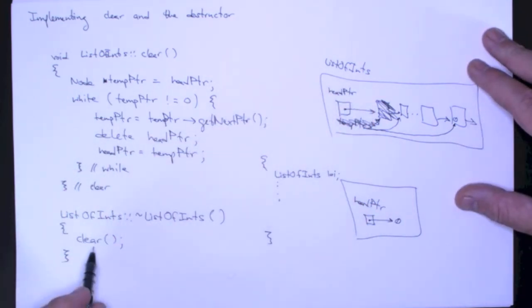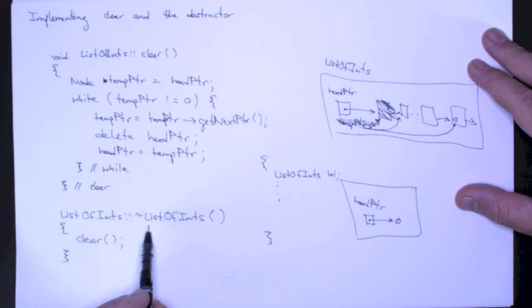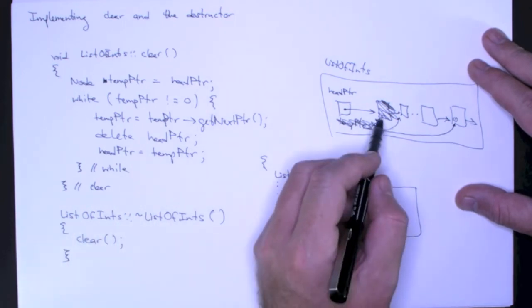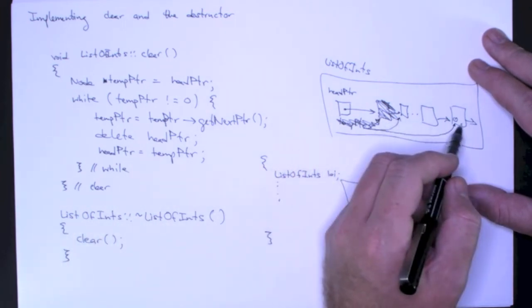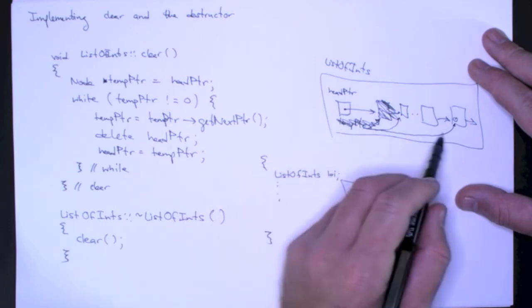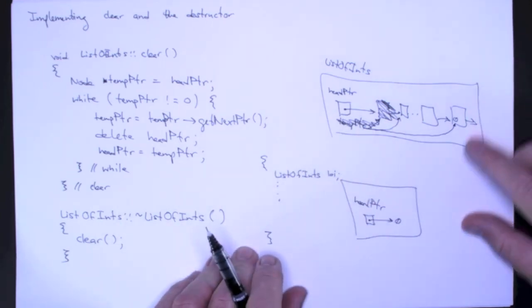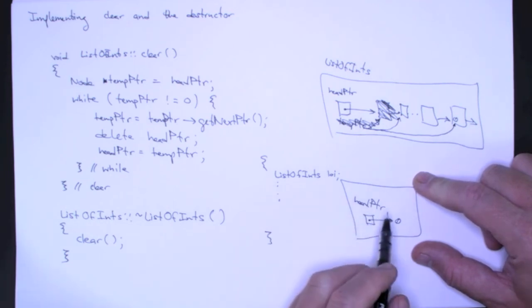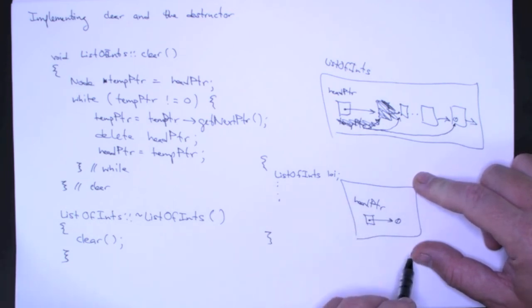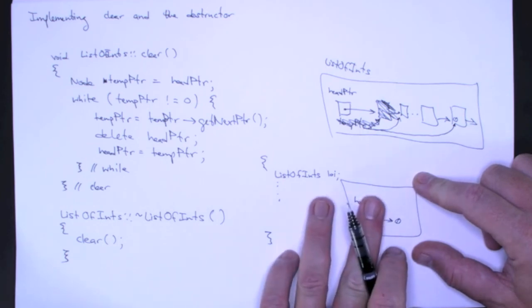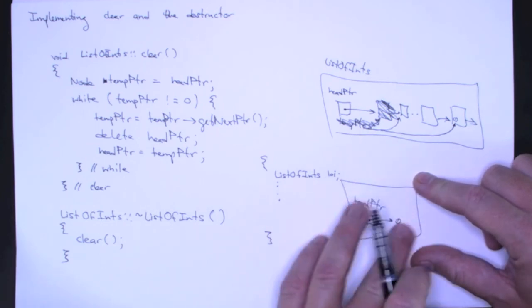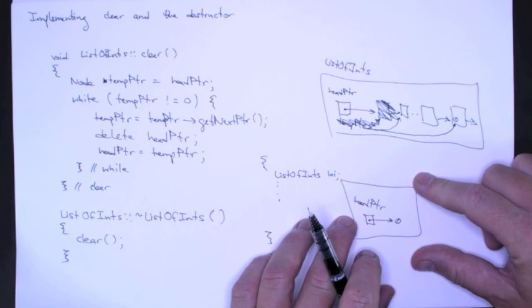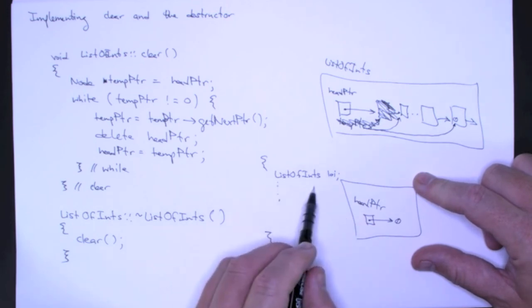We have to rely on the destructor, or in this case, rely on the fact that the destructor calls the clear method to traverse this list and deallocate these nodes. After clear executes, we're in a situation where we have no elements of the linked list, and now when we deallocate the head pointer, we will have recovered or freed all of the memory that this list was using.